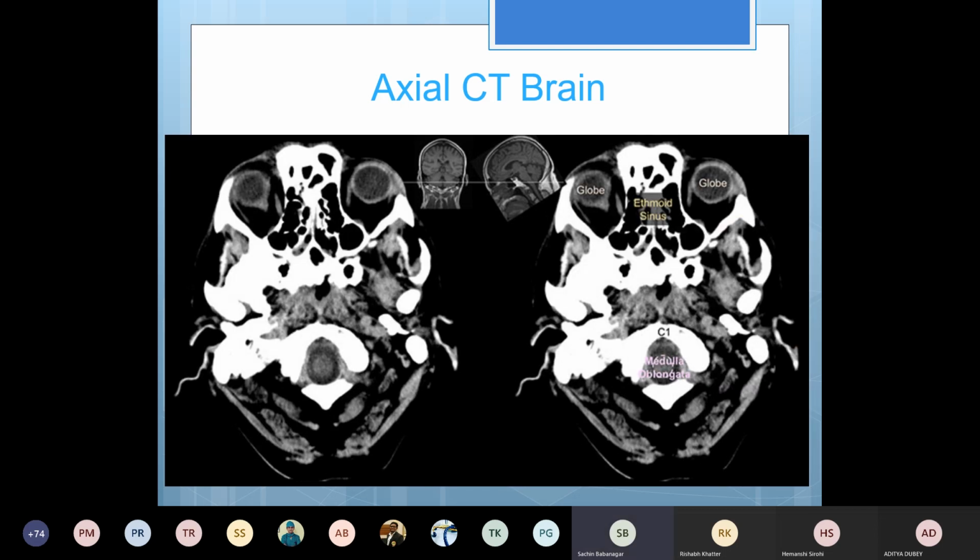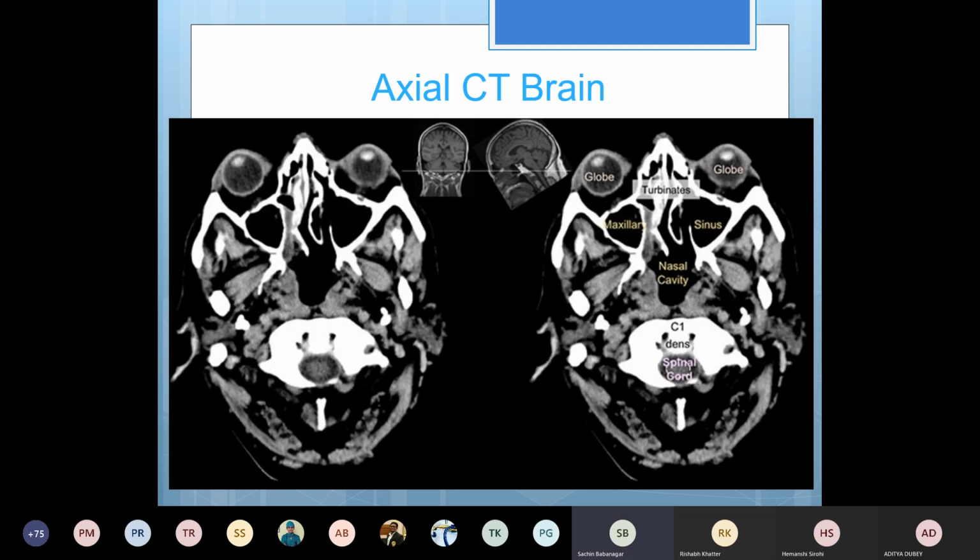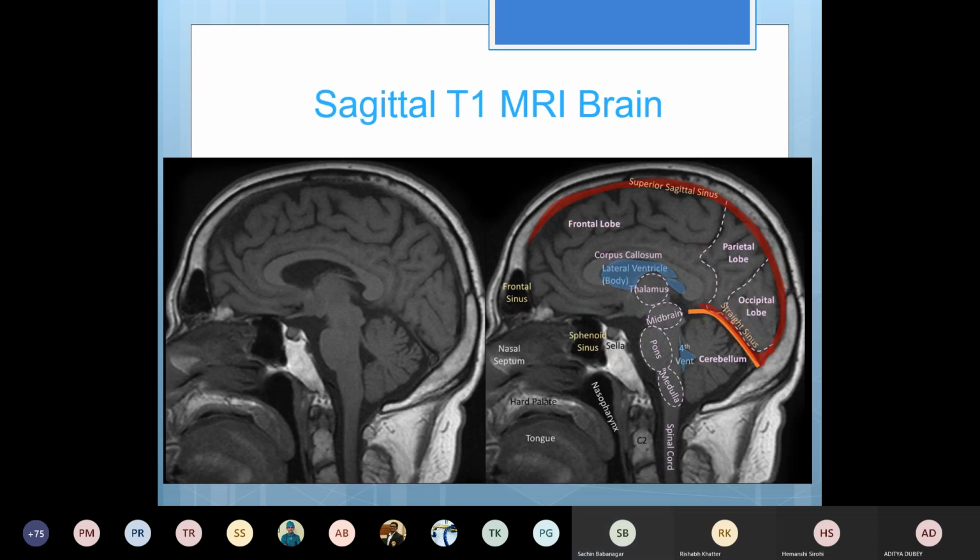And here you can see the eye, the right side globe, left side globe, and more clearly the paranasal sinuses and the bony walls of those sinuses. And here you have the skull formed by, it started with C1, the anterior arch of Atlas, and this is the posterior arch. So this is the essential anatomy, and then further down, spinal cord. Right side maxillary sinus, left side maxillary sinus, and this is the nasal cavity.